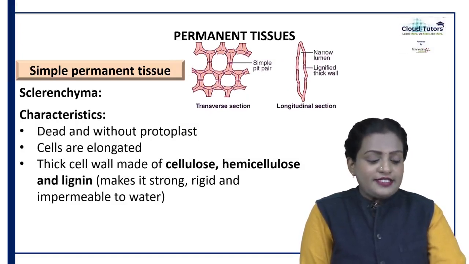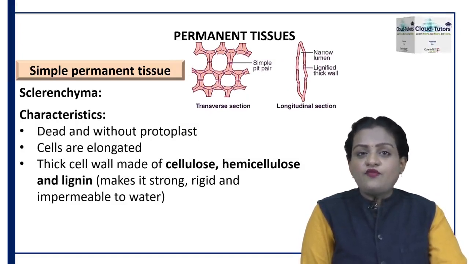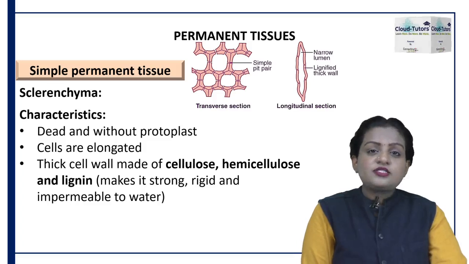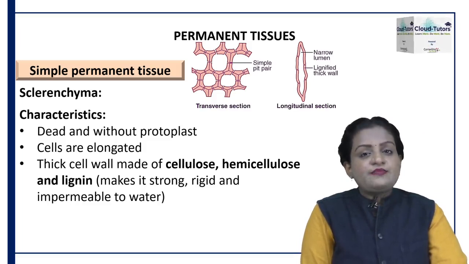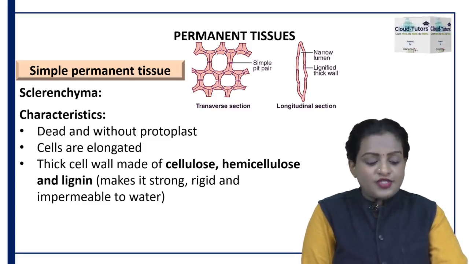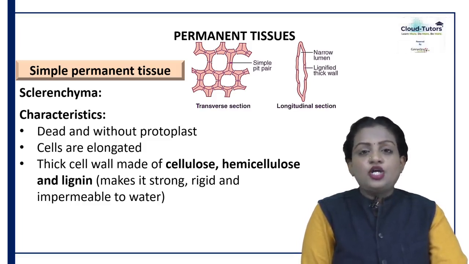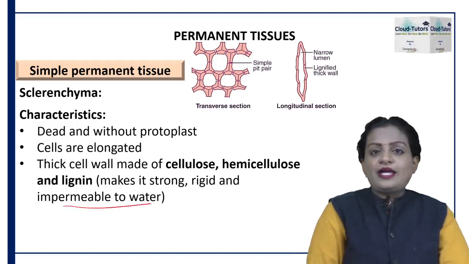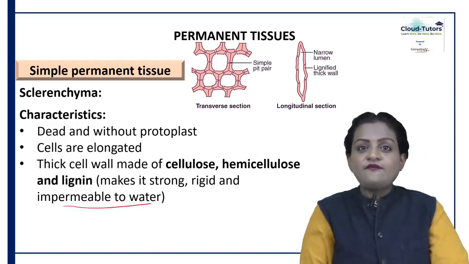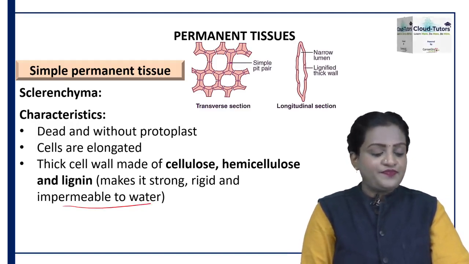Cells are elongated. Thick cell wall is made up of cellulose, hemicellulose, and main composition is lignin. Lignin is the material which makes it strong, rigid, and impermeable to water. And this characteristic will be used by us for exploiting fibers from the plant body.